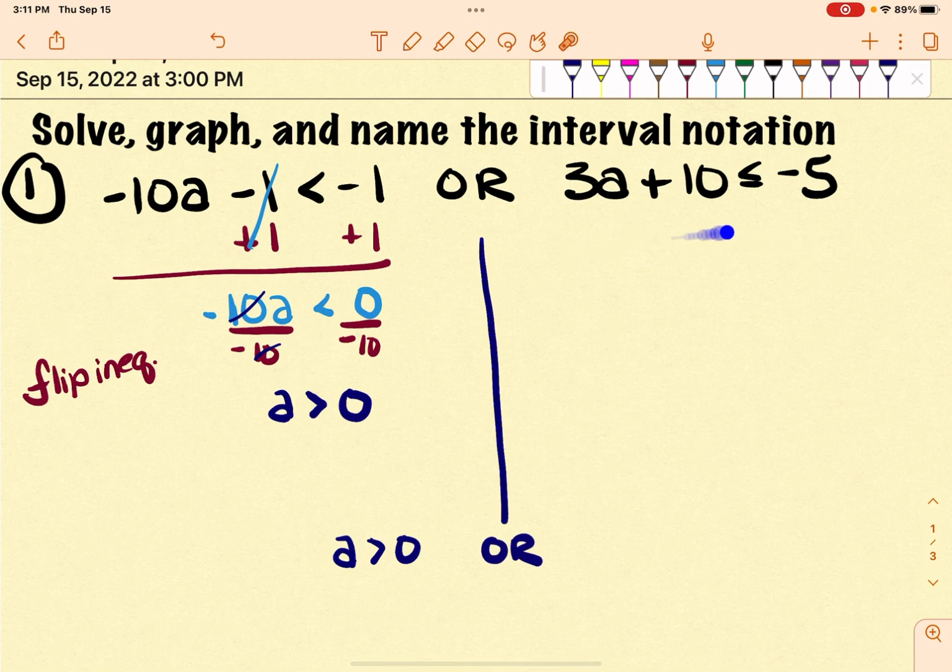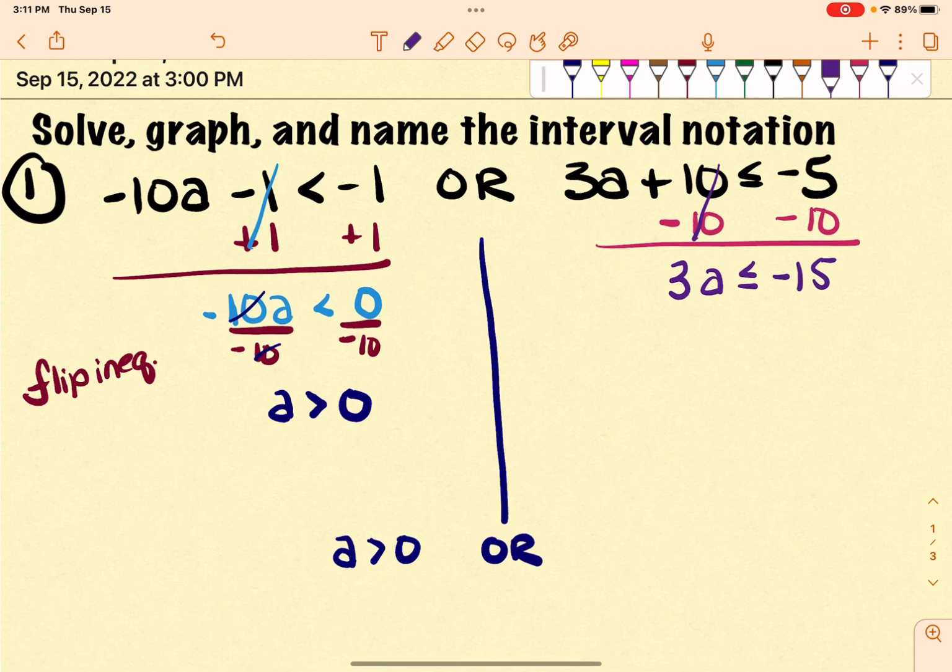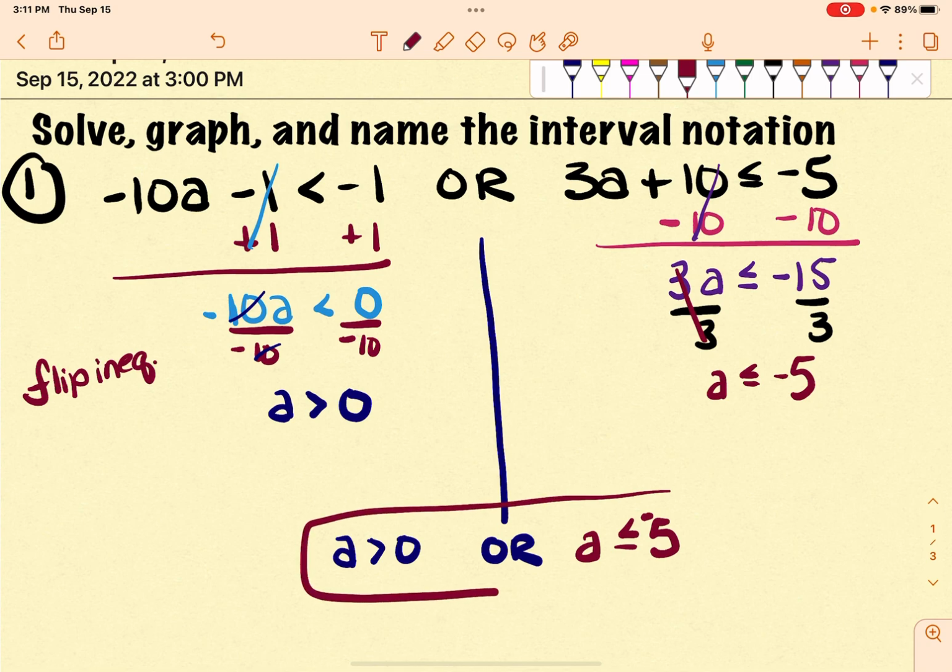Now I'm going to go to this other side. So I'm going to start by getting rid of this. So the opposite of adding 10 is subtracting 10. So that cancels. I have 3a is less than or equal to -15. And then in order to get a by itself, I'm going to get rid of this. So I have to divide both sides by 3. So this ends up being a is less than or equal to -5. So I'm going to bring this down here. Okay, so that's my answer. Hang on, I'll write that a little better there. There we go. And so now I've done the solve, so now I need to graph.